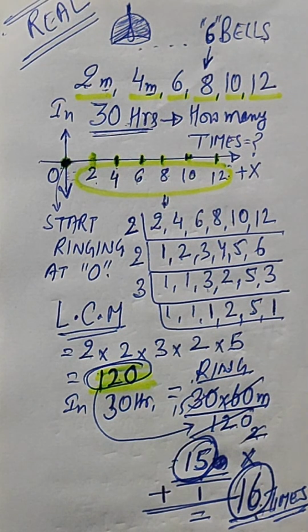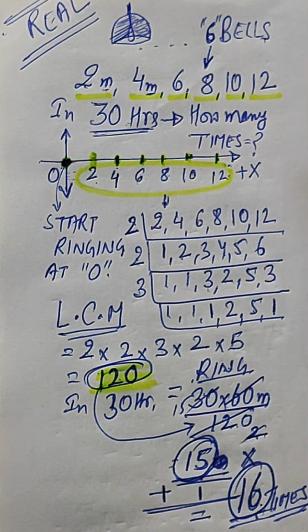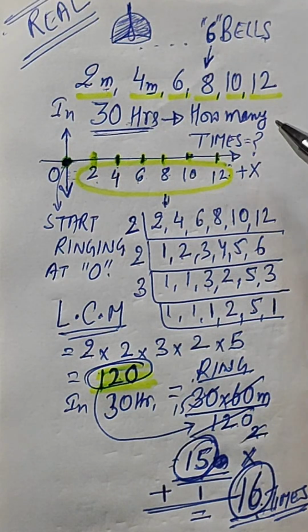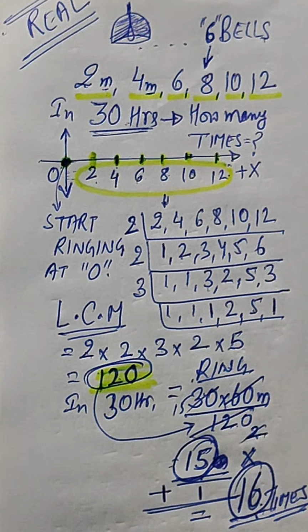The question was that six bells commence tolling together and toll at intervals of 2, 4, 6, 8, 10, and 12 minutes respectively. In 30 hours, how many times do they toll together? Okay, so this is solved, right?